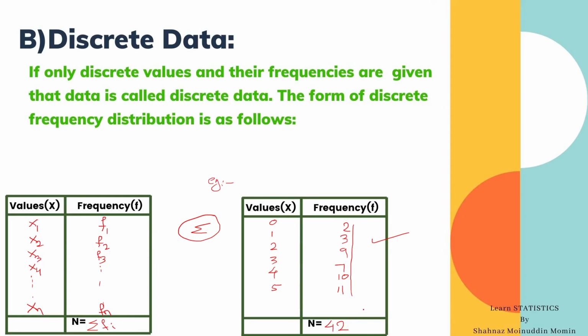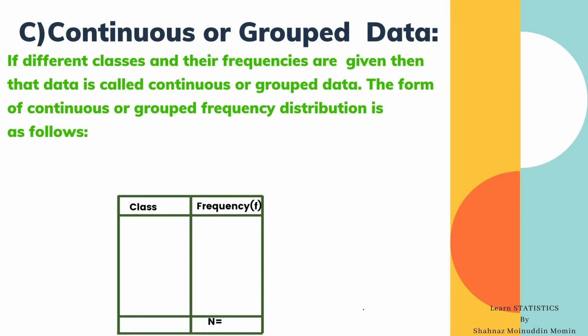Now let us see the third nature, continuous or grouped data. If different classes and their frequencies are given, then that data is called continuous or grouped data. The form of continuous or grouped data is as follows. Here in continuous data, values are grouped into different classes and the number of values belonging to a particular class are counted. Now let us see the example.